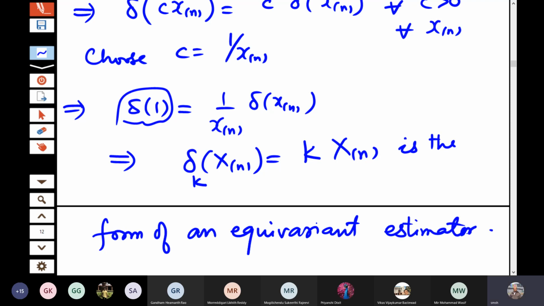That means all the multiples of Xn are equivariant estimators under this group of transformations, under this scale group. If I am considering estimators based on Xn, then all scale multiples of Xn are the scale equivariant estimators here. Is this point clear?